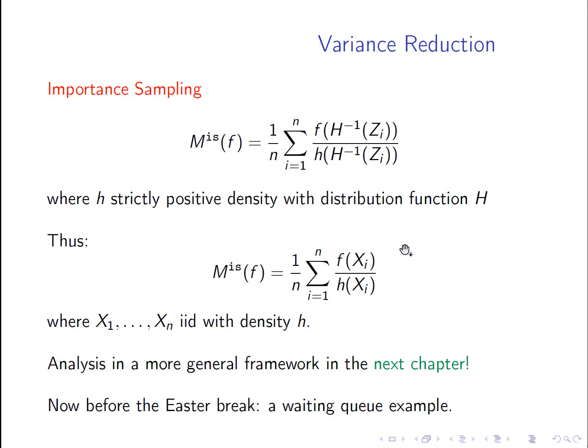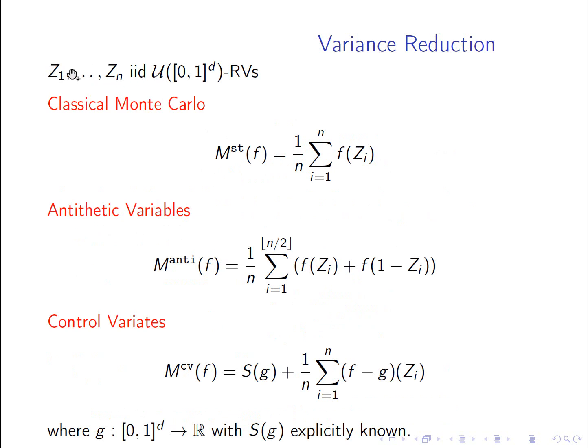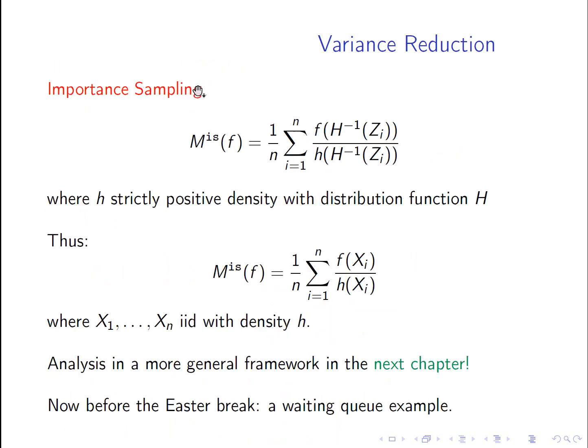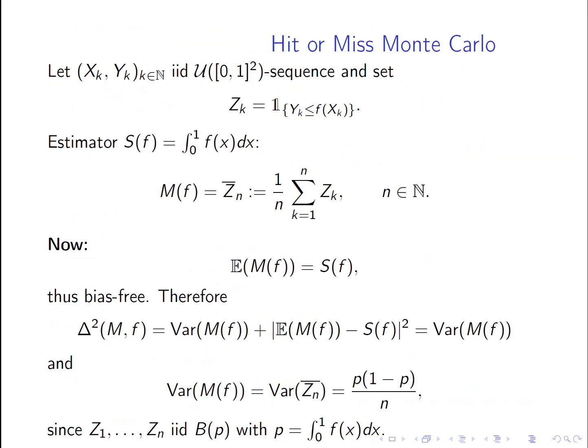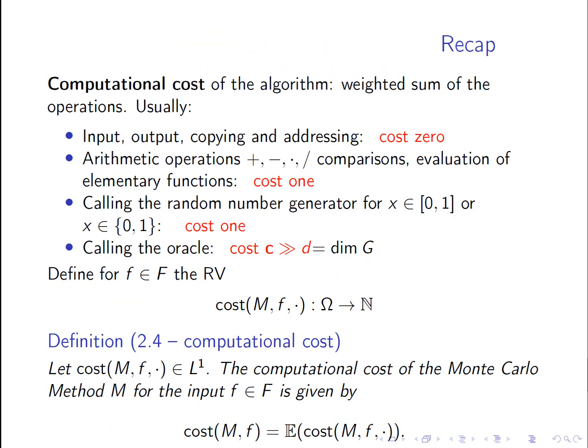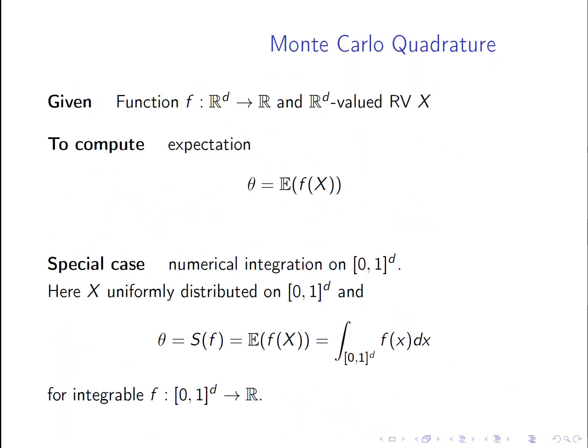So we are losing this framework where z1 up to zn are IID copies of uniformly distributed random variables on [0,1]^d. That's not a problem. We can rewrite this in this way with the ITM method, but the analysis is better done in this general framework, this general framework of a general quadrature problem, as here.